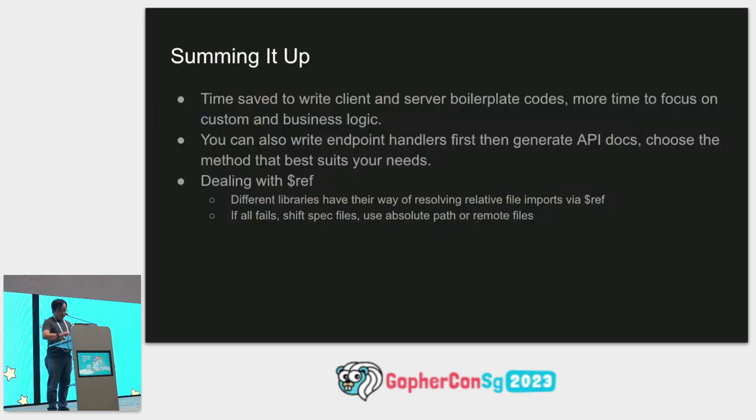Okay, so to sum up the presentation, 3 minutes. You save time writing client and server boilerplate code, and then you give the dev team more time to focus on writing the custom and business logic. There are also different workflows to this. Some developers prefer to write the endpoint handlers first, controller first, then generate the API docs. That works fine as well. So basically, choose the method that best suits your project's needs.